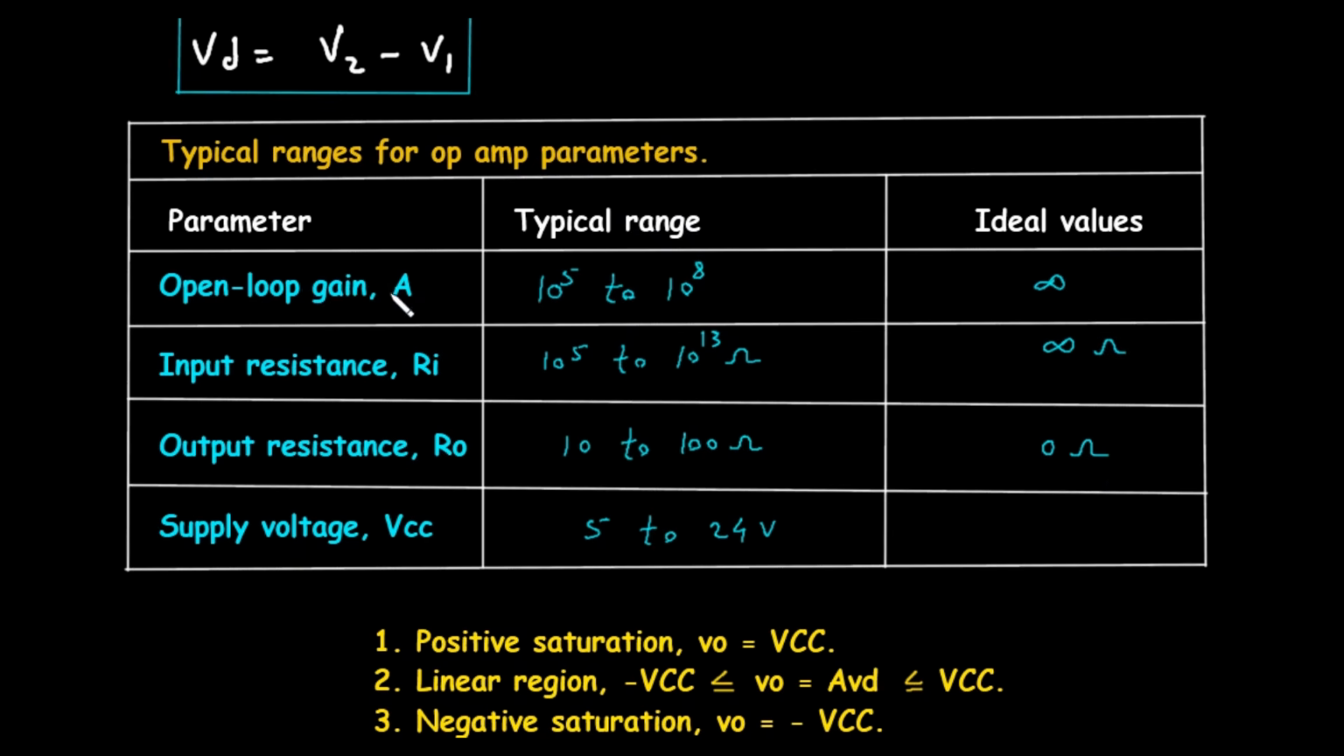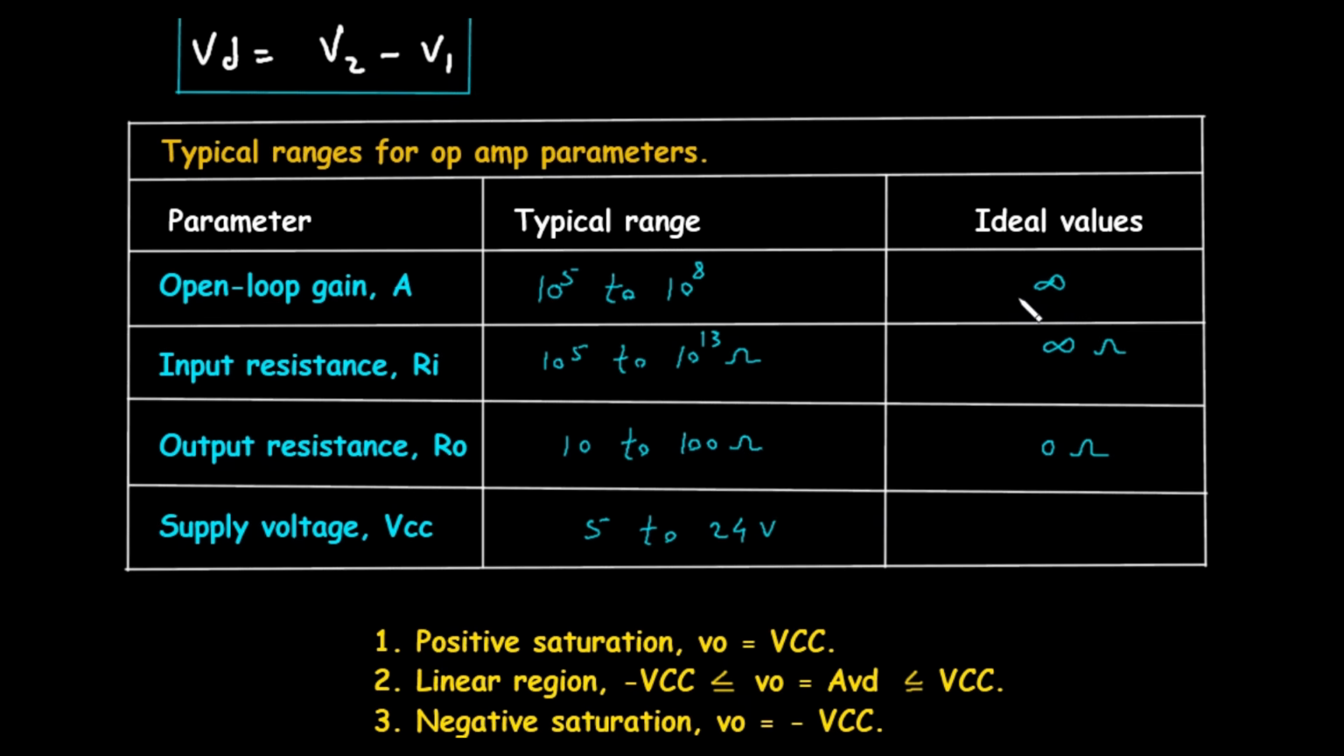Then open loop gain. The first parameter is open loop gain, represented by capital A. It typically ranges from 10 raised to the power 5 to 10 raised to the power 8. It is massive. Ideally we want it to be infinite, and we consider it infinite for theoretical purposes.